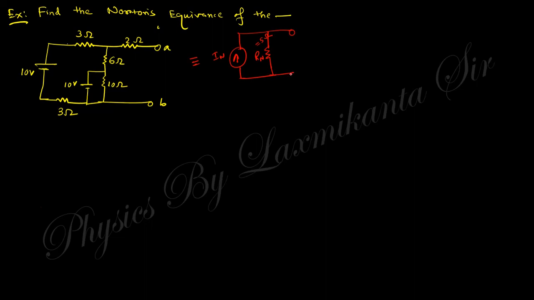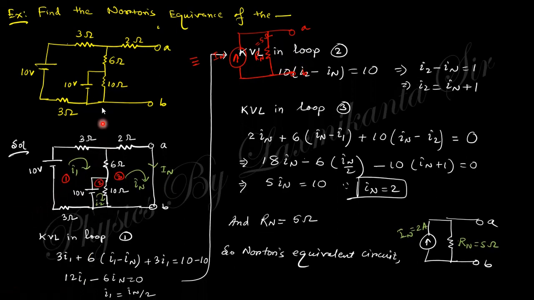You need to find out the IN, that is the Norton current, at point AB. So this can be calculated here. You know that the Norton current is nothing but the short circuit current. So if you short it, you need to find out the current within that loop. Taking three loops, in the first loop the current will be I1, in the second loop the current will be I2, and in the third loop the current will be IN, because you need to find out this current IN.